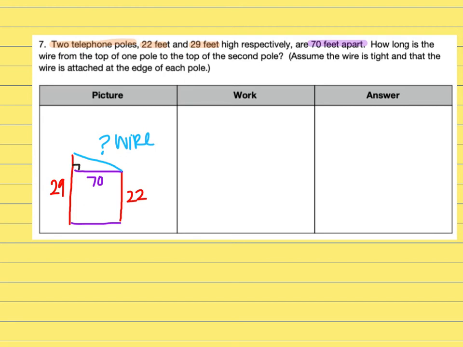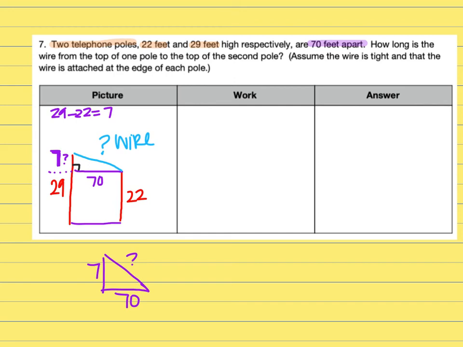Right here in this corner would be a right angle. So what I need to find out is how much more was up at the top of this first pole, because it's a little bit taller than the second one. To get that, I would just do 29 minus 22. That's 7. So that missing measurement, this tall pole is 7 feet taller. So that little bitty tiny triangle up there, basically what it's going to look like is this. It's 7, then this is 70, and then question mark.